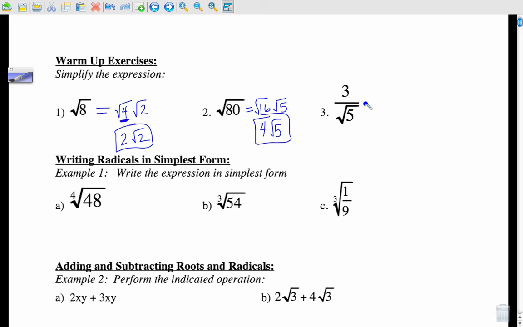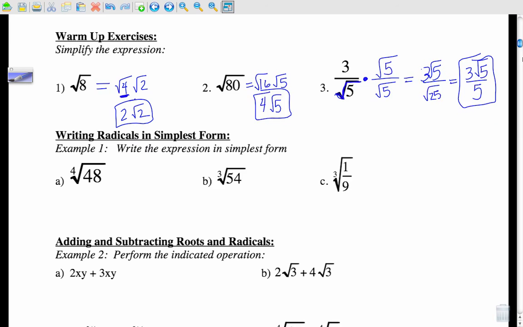And the last thing that we have done in the past is, remember, you cannot have a radical on the bottom. So we talked about how to get rid of this. We are going to take this times radical 5, because if you do something to the bottom, you have to do it to the top. Because on the bottom, root 5 times root 5 is root 25, which equals 5. So now the radical is gone from the bottom. And the top, I can't put those together, so I just leave it as 3 root 5 over 5.